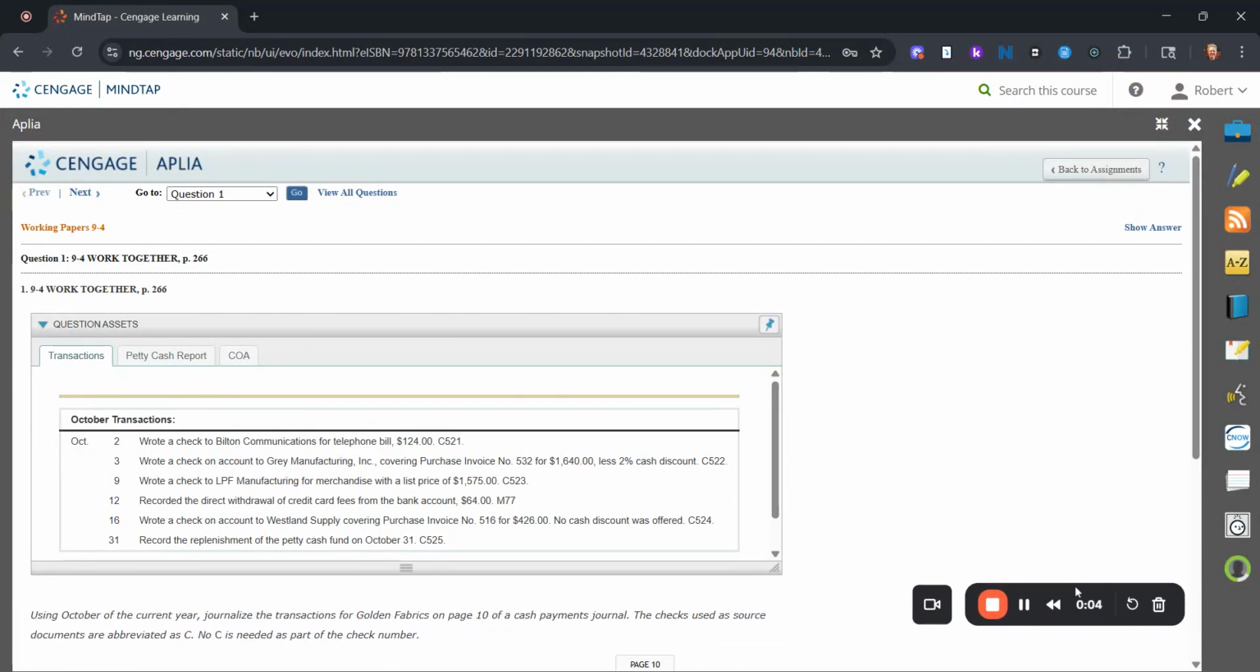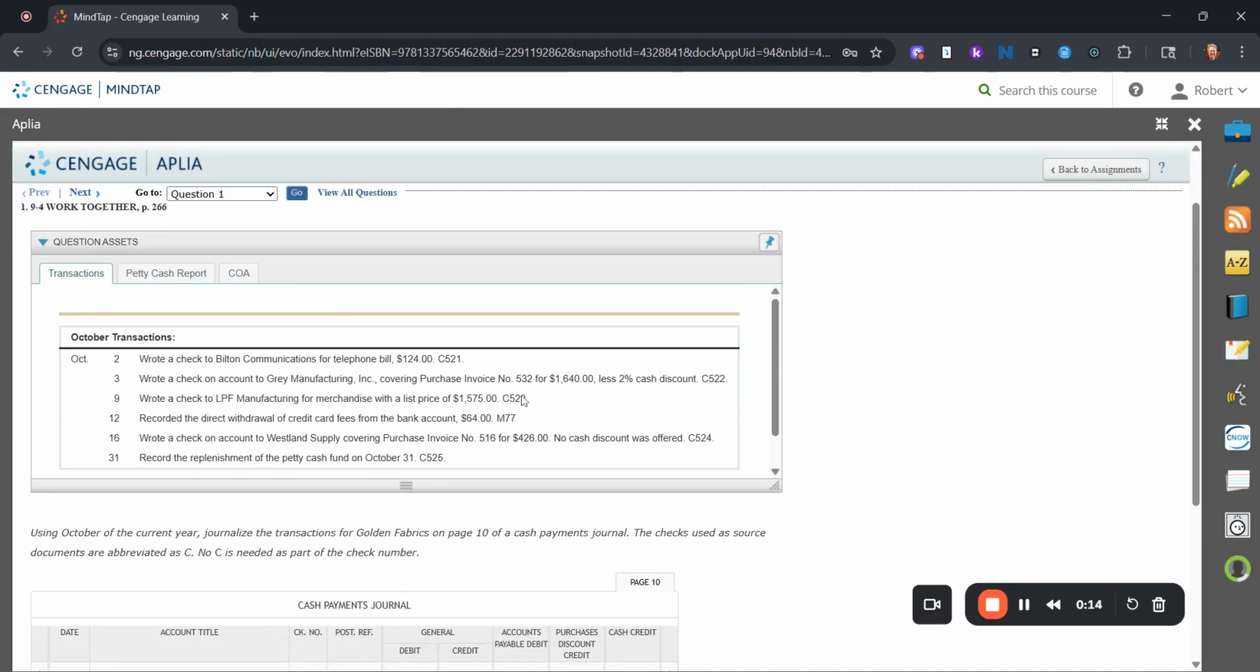Okay, here we have the 9-4 work together. We're going to journalize some more transactions. Some of the ones in here that we're going to journalize, we've got a transaction where we're going to journalize a purchase that also includes a 2% discount. So we're going to journalize that transaction and reflect the 2% discount.